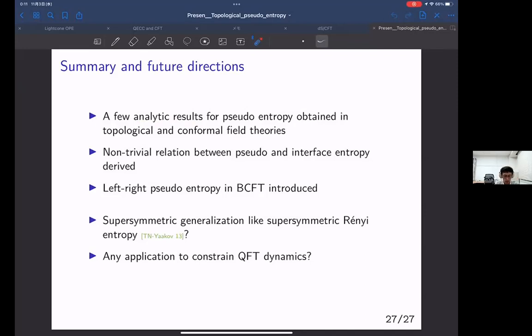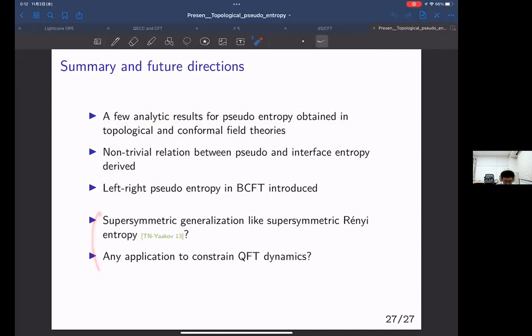And we also obtained a non-trivial relation between pseudo and interface entropy in two dimensions. So we had one interval pseudo entropy and half line interface entropy. They are equal in CFT2. So this is a universal non-trivial relation. We also introduced left-right pseudo entropy in boundary CFT and obtained an analytic result as well. So we did many analytic calculations.